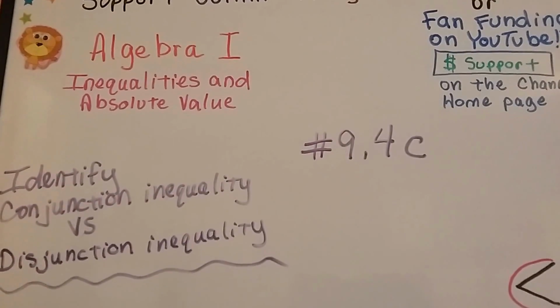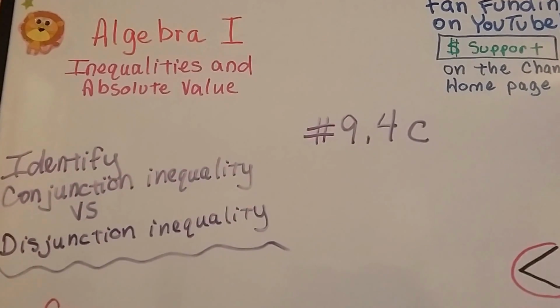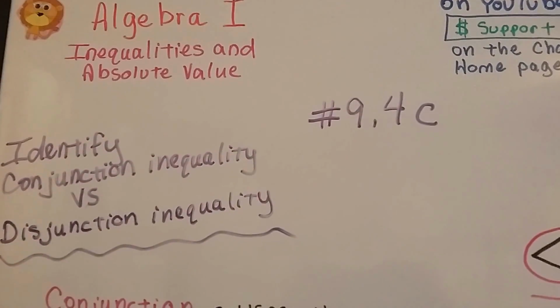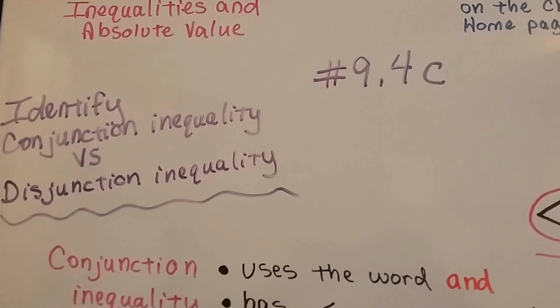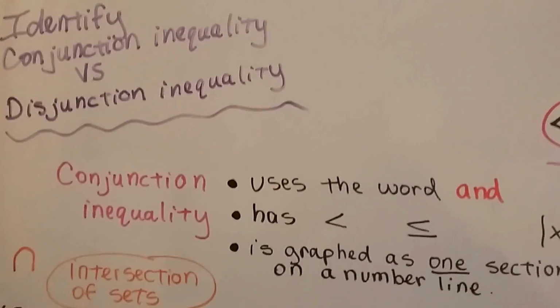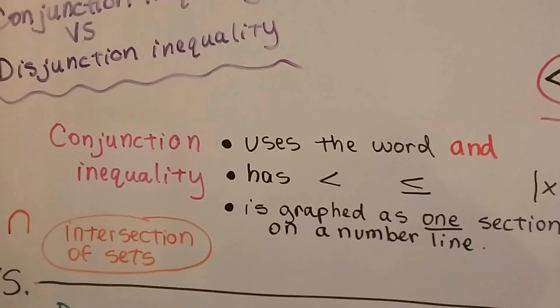Algebra I 9.4c, identify conjunction inequality versus disjunction inequality. In the last couple of videos, we did a conjunction inequality and a disjunction inequality, and there are a couple different ways to solve them depending on what they were. So I'm going to show you how to identify them really quickly, okay?